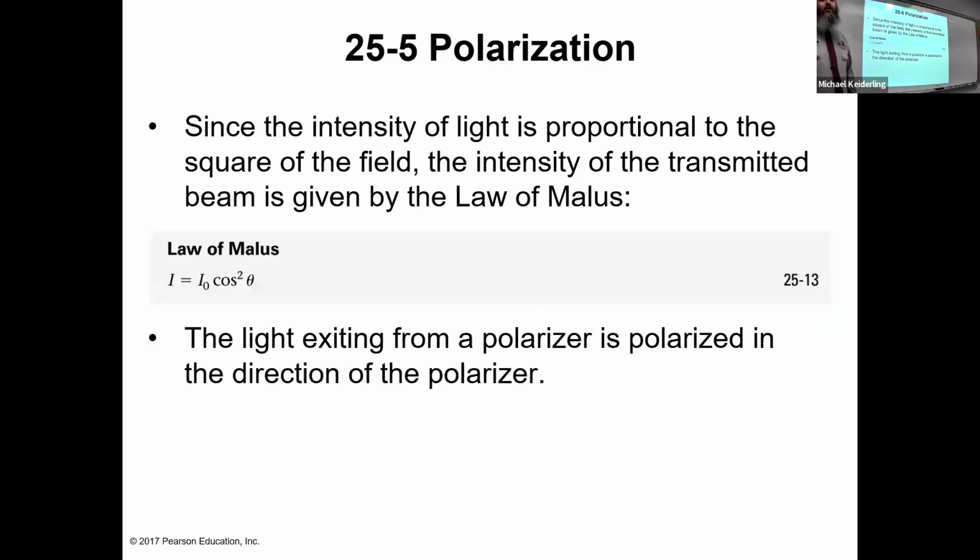Since the intensity of light is proportional to the square of the field, the intensity of the transmitted light is given by the law of Malus, which is that intensity is initial intensity times cosine of theta squared. And the light exiting from a polarizer is polarized in the direction of that polarizer.